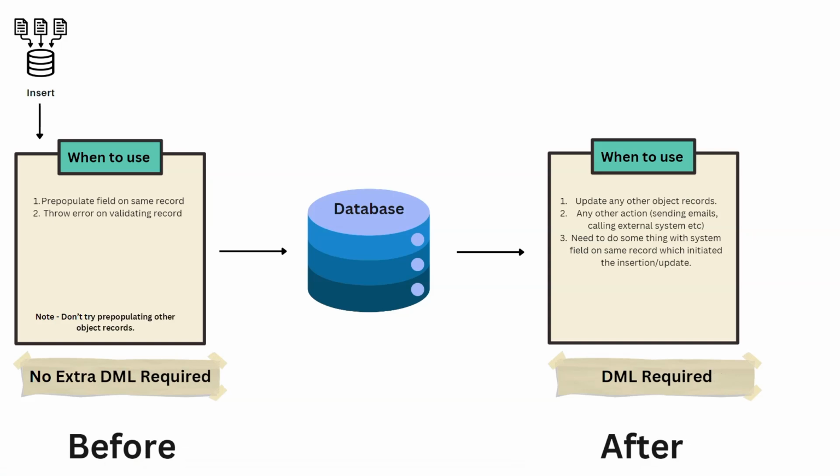Now the question arises: when to use a before trigger and when to use an after trigger. Let's understand. If you want to pre-populate a field on the same record, and if you want to throw an error, a validation error, then at that time you will use a before trigger. Let's say you want to perform any update on another object, related or not related, then at that time you use after. Also, if you want to send email, or perform integration or some sort of operations, then at that time you use an after trigger.